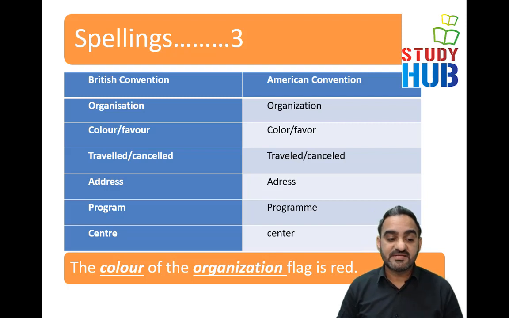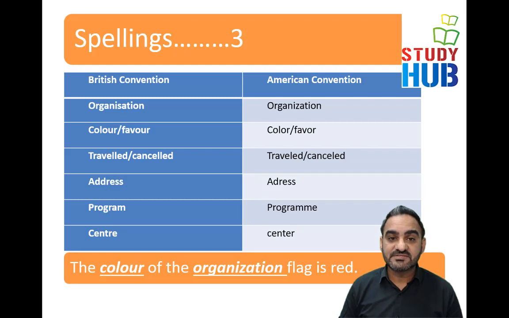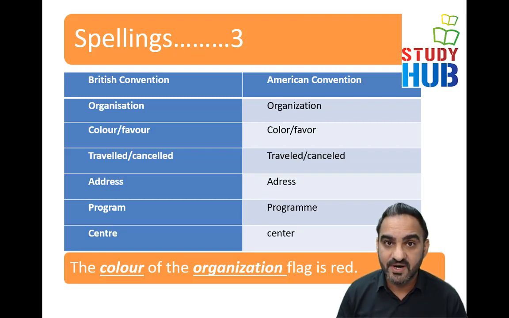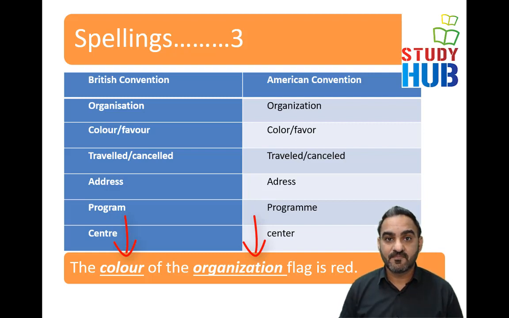For example, look at that example there. It says the color of the organization flag is red. If you write something similar in your essay or listening summary, you're going to lose your score because you're mixing the conventions of spelling. The word color with O-U-R is from British English, and the word organization with Z in there is from American English. Now that is where the problem is.